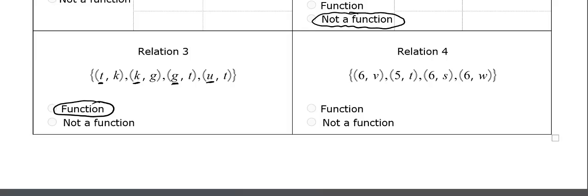Relation 4. Again, we're going to look at our domains: 6, 5, 6, and 6. Notice we have a duplication with the domain value 6. It's paired with V, then S, and then W. Since our range values are different, this would not be a function.